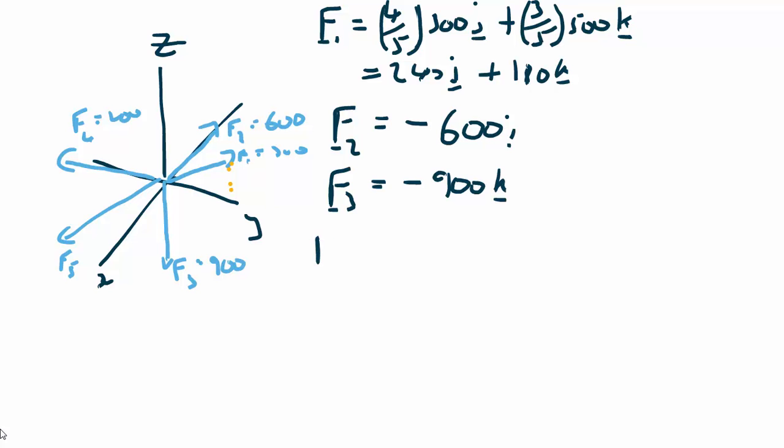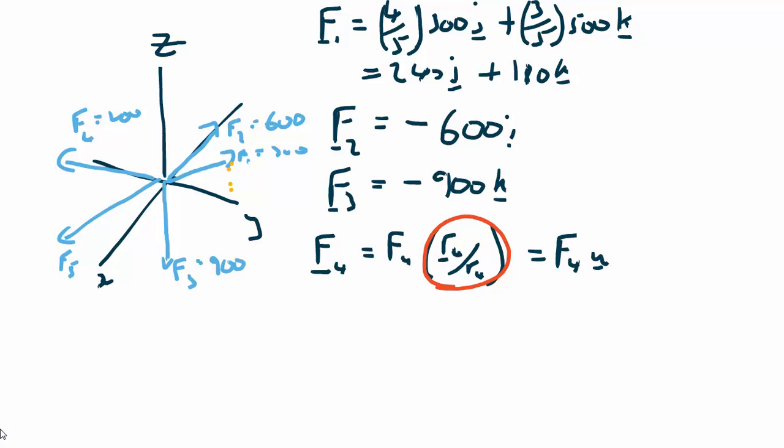Force 4, you'll have to do a little bit more work for, in that you're going to need a position vector, you're going to need the magnitude of that position vector to get your unit vector, and you're going to have to multiply it by the magnitude. So it's going to end up being the magnitude of force 4 times the position vector divided by its magnitude, and if you remember, that became a unit vector, so that's the same as saying force 4 times the unit vector of 4.